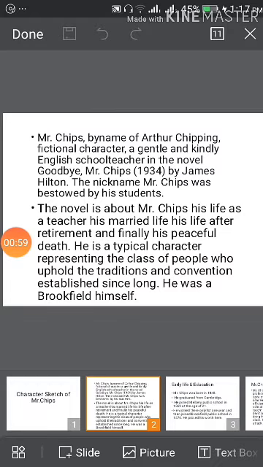The novel is about Mr. Chips, his life as a teacher, his married life, his life after retirement, and finally his peaceful death. He is a typical character representing the class of people who uphold the tradition and convention established since long. He was a Brookfield man himself.